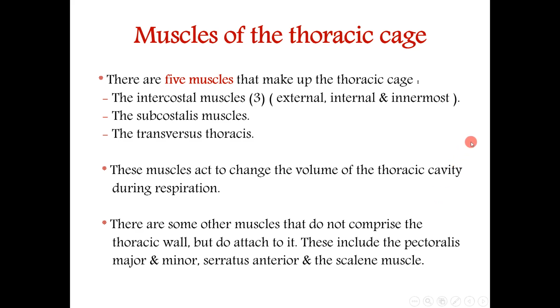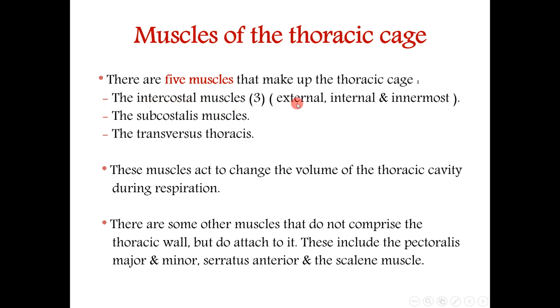Now, what are the muscles of the thoracic cage? As we said previously, between each rib and the rib below it, we have a gap, and this gap is called the intercostal space. So these gaps are filled with muscles. What are these muscles? Actually, we have five muscles that make up the thoracic cage. And these five muscles are the intercostal muscles, which are three muscles.